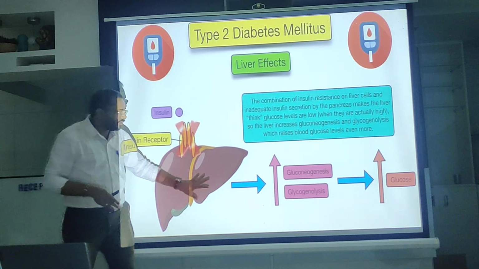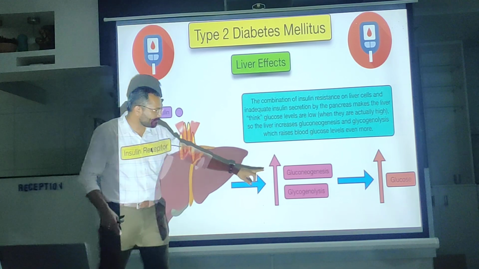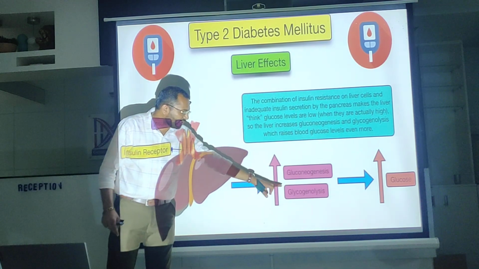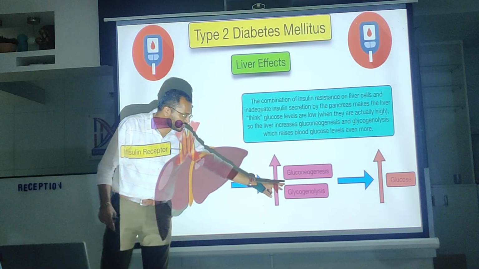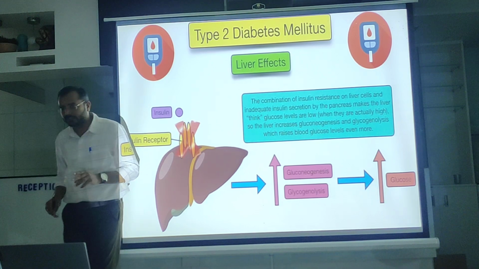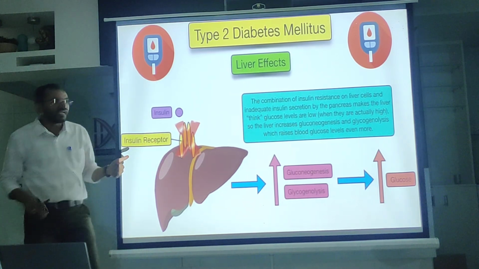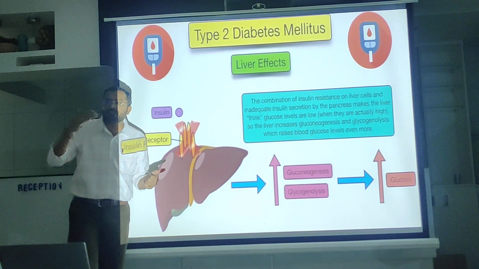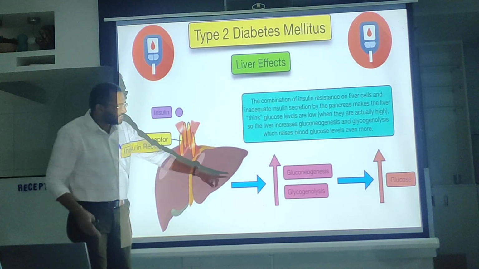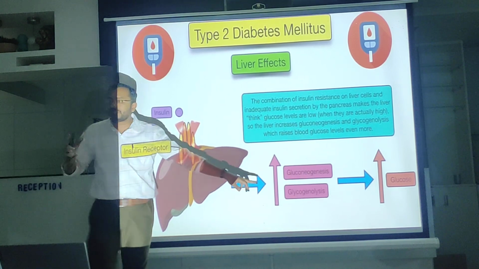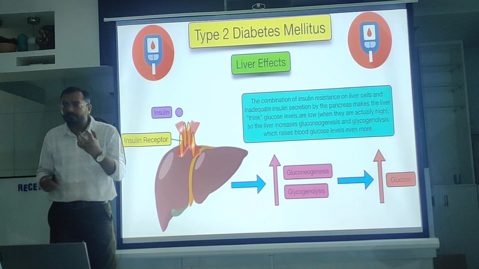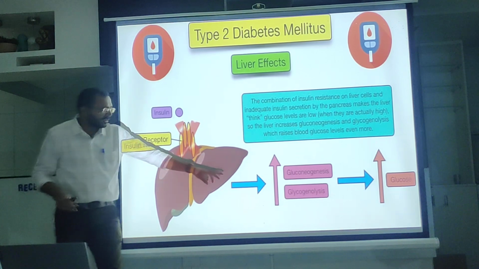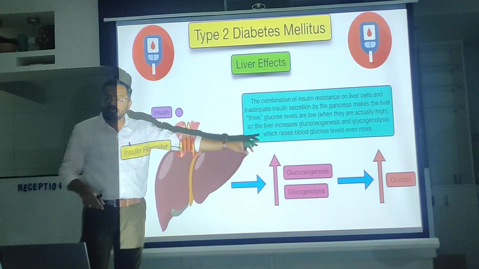But the same way, what happened? The liver started two processes. One is called gluconeogenesis and one is called glycogenolysis. These are two different processes. Gluconeogenesis means new glucose is being developed, and glycogenolysis means the destruction of glucose from the fat as well as the protein. That is how the glucose is increasing.